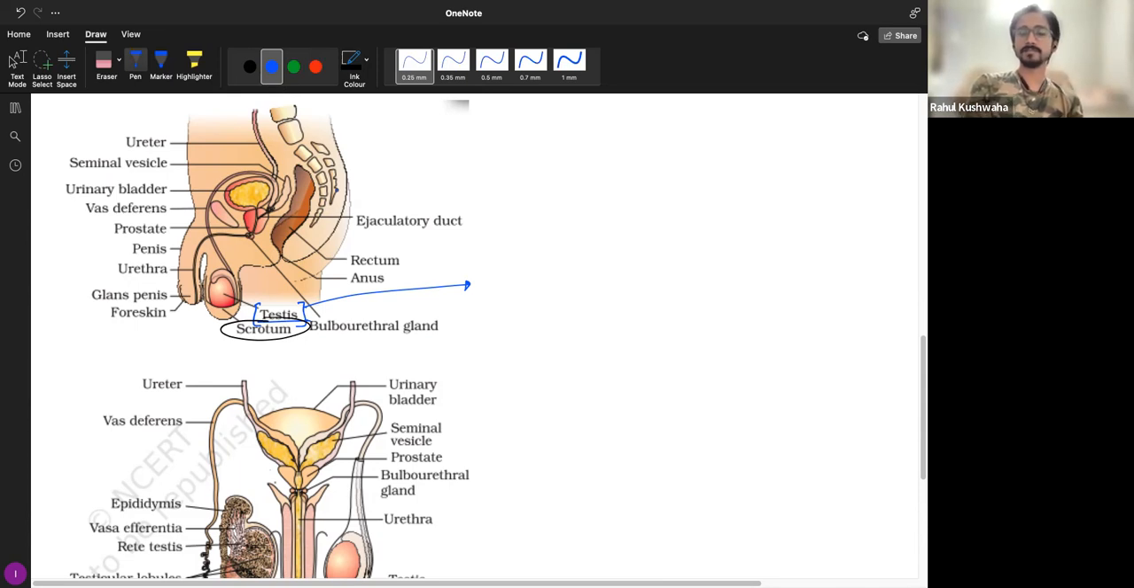Okay, so any idea already? Because if this chapter has been taught, I just want to know in your schools, where do you stand currently? Anyone would like to give an answer? Why are testes situated outside the body cavity? By body cavity, I mean the main body wall.